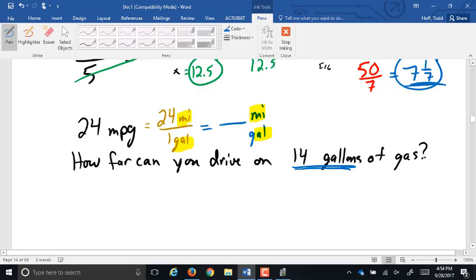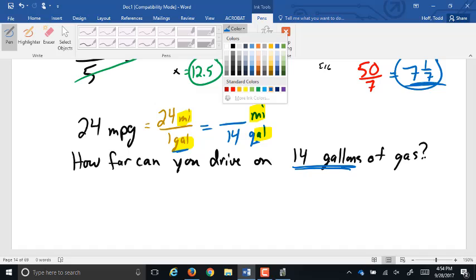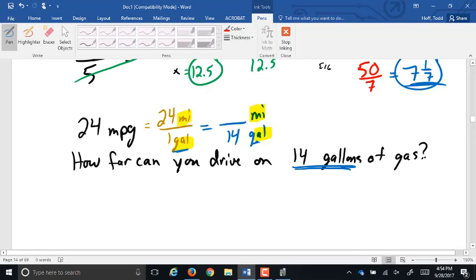So the 14 gallons, 14 has to go with the gallons, has to go on bottom because gallons go with gallons. So now to find our miles, we cross multiply and divide. 24 times 14 is going to give us 336. Very good. Divided by 1, still 336.